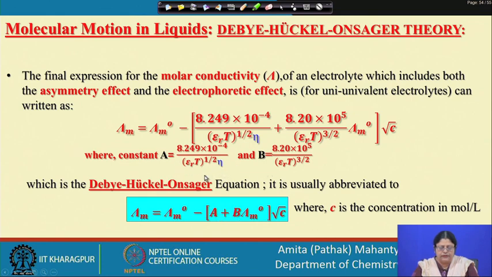This is where you have the viscosity coefficient along with the dielectric constant of the medium, and T is the temperature. This was the expression we talked about as coming from the asymmetric effect, and this was the effect we associate with the electrophoretic effect.